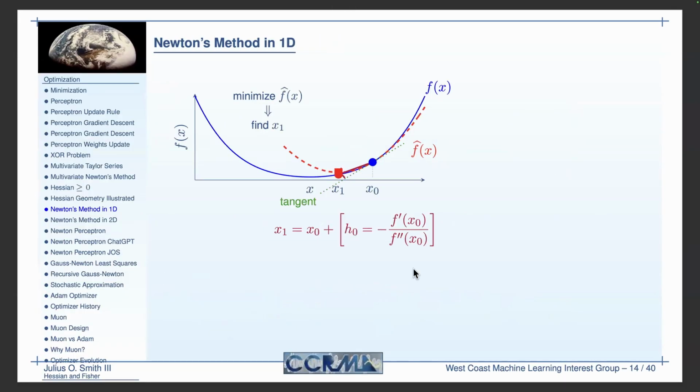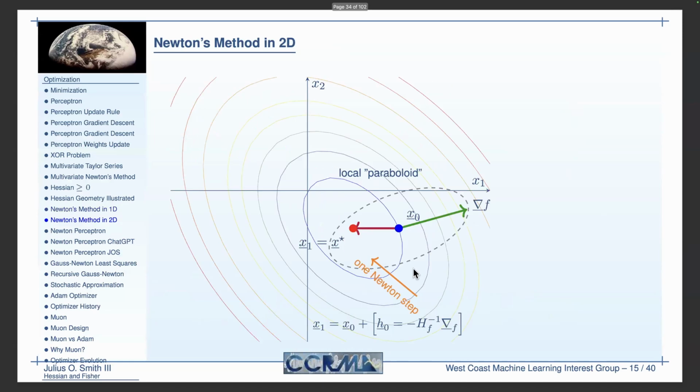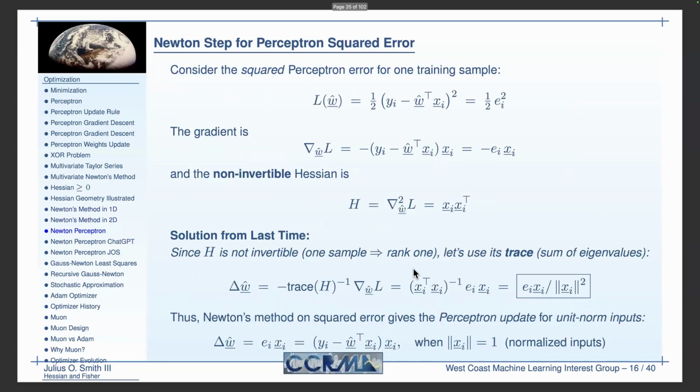Okay, so then we had some graphics that we talked about. This is just visualizing the same stuff. And here's where we got wrapped around the axle. It was kind of fun. So we were doing a Newton step for the perceptron squared error.